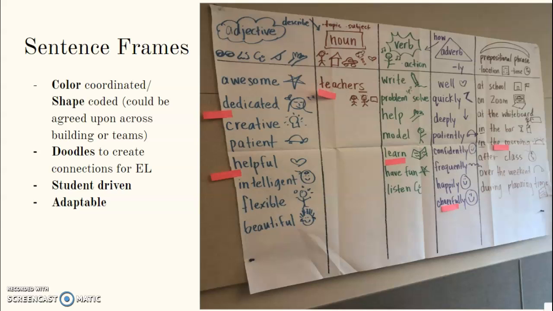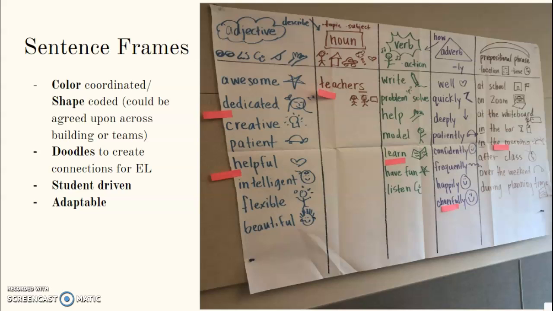This was group oriented. As you see, each section is color coordinated and shape coded together, especially if you have kids that are colorblind, that shape's going to be a nice correlation. But having those things to go back to and keeping those consistent is something you could do with your co-teacher, with the building, with your team, which I thought was great. Also, they used a lot of doodles, which for our EL kids is really essential.